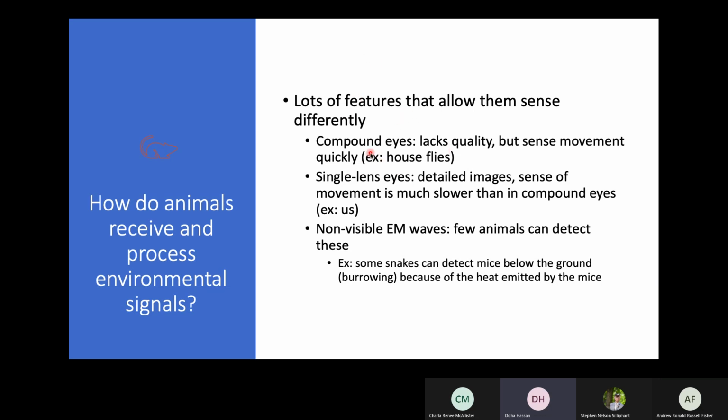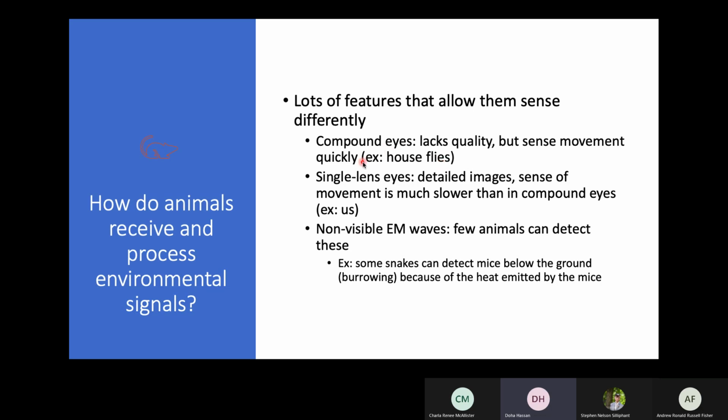But basically, there are some animals that have certain features like compound eyes. Compound eyes are those really freaky eyes that houseflies have. If you've ever looked at one closely, you know how it has those massive eyes and it kind of looks like a kaleidoscope.